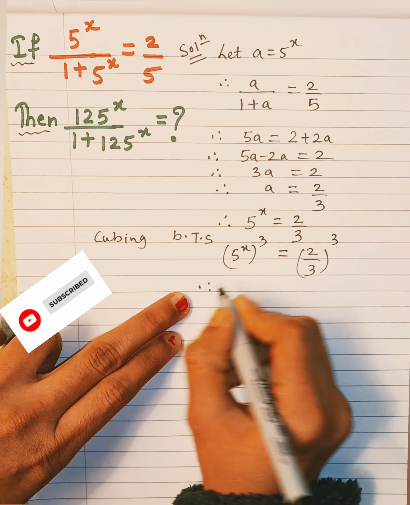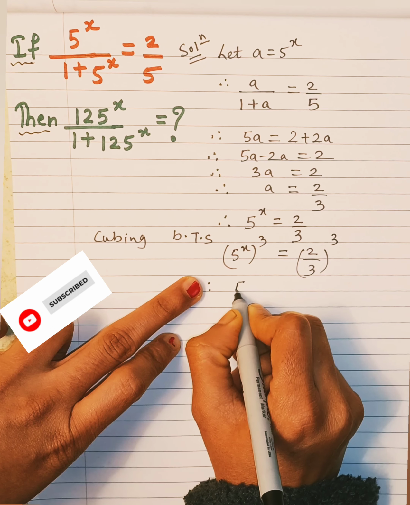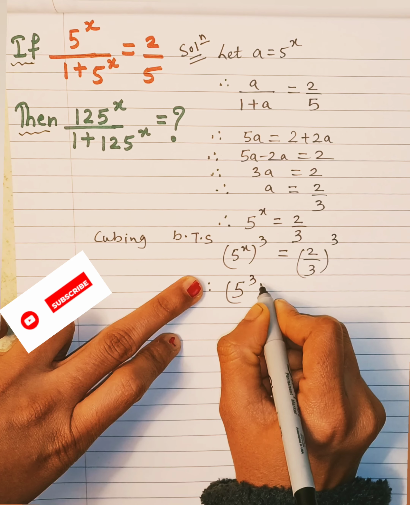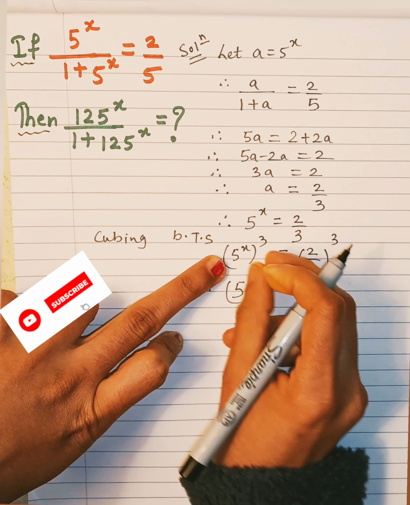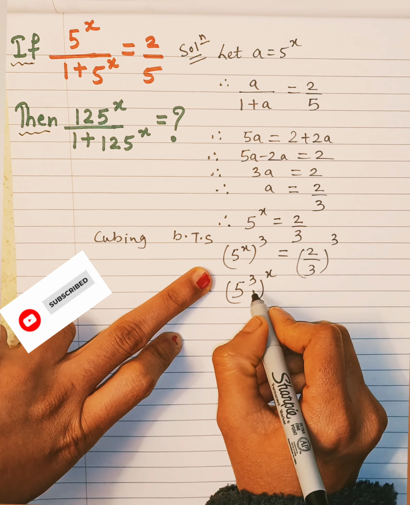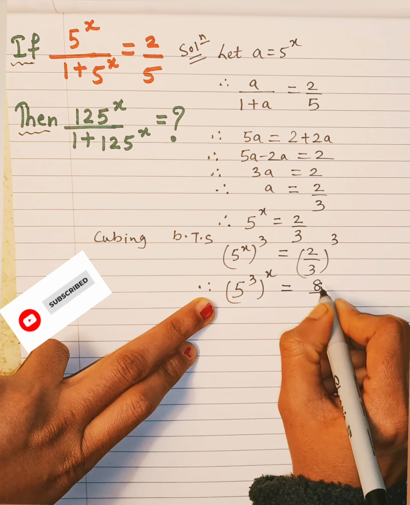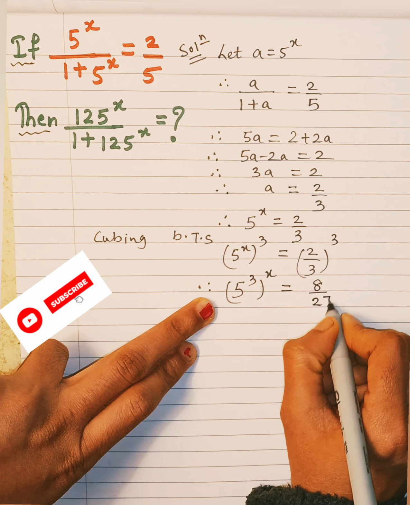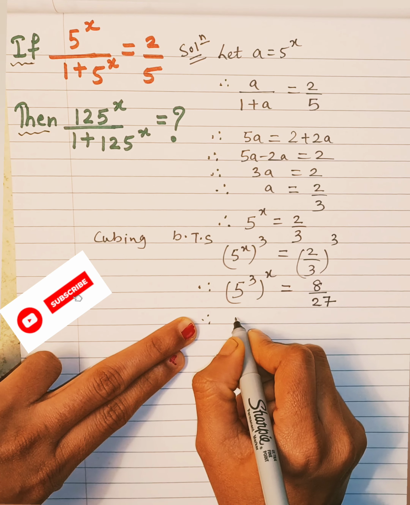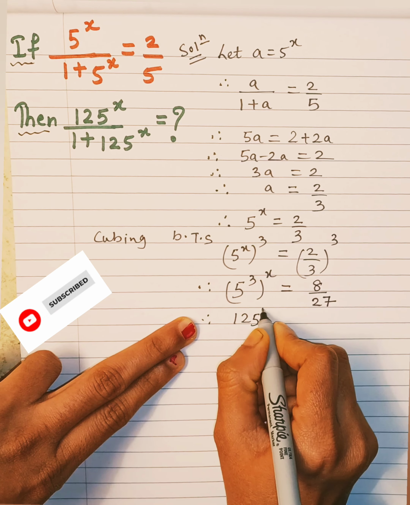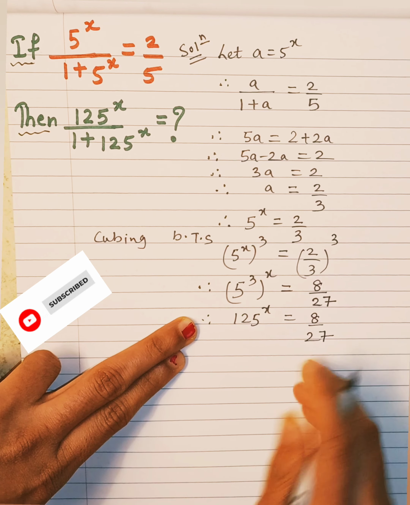Now here 5 raised to x the whole cube can be written as 5 raised to 3 and whole raised to x. We can change the place of this x and 3. This is the rule of power and exponent. We can write it like this. And on this side 2 cube will be 8 and 3 cube will be 27, so I'm getting 8 upon 27. So here 5 cube means 125 raised to x equals 8 upon 27.